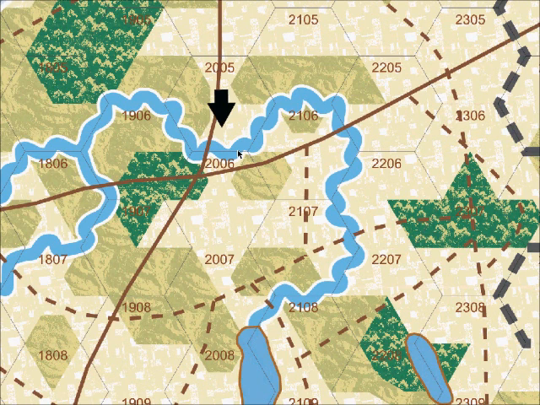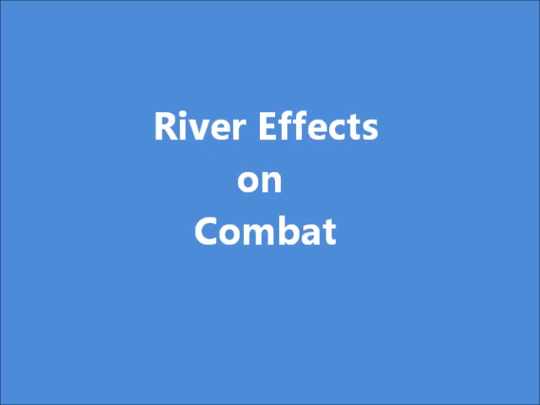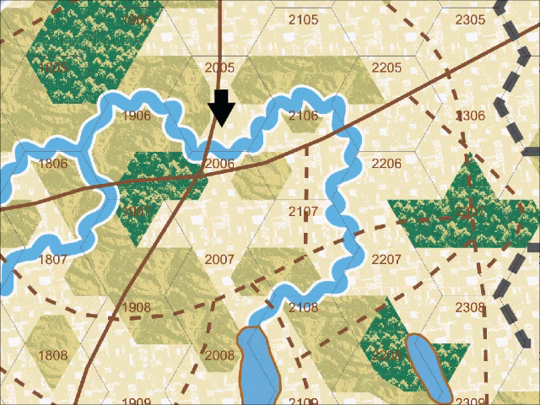If hex 2006 were attacked by enemy units in both 2005 and 2106, then the river would not come into play. This is because there is no river in the hex side between 2006 and 2106. The terrain effects of a river are in addition to the effects of hex side terrain.